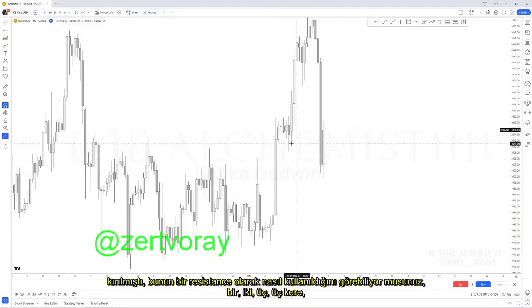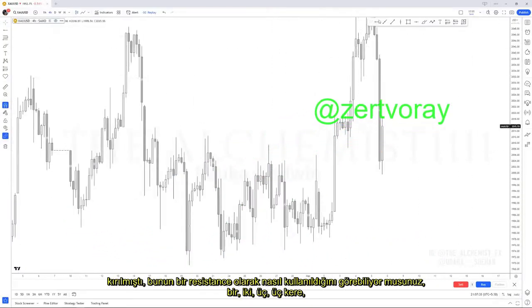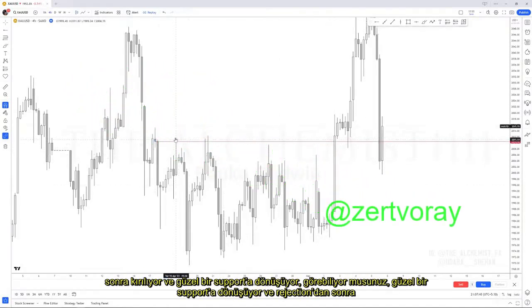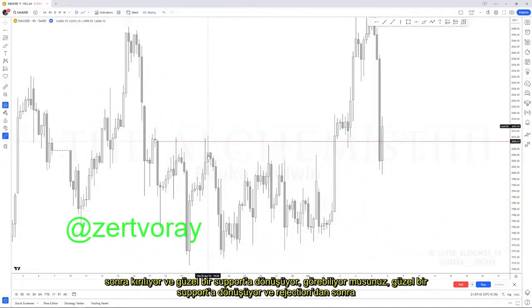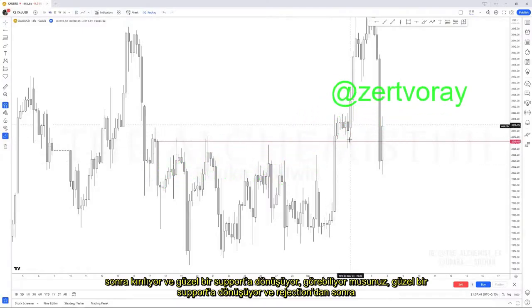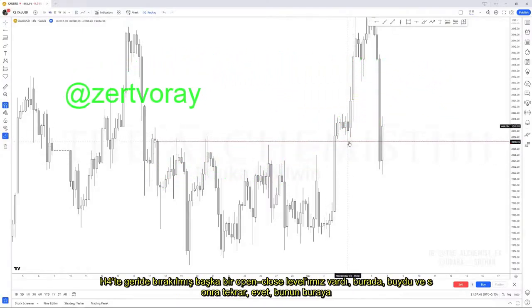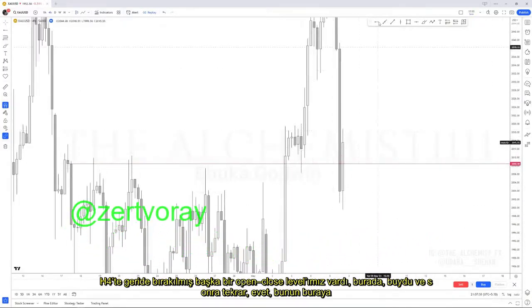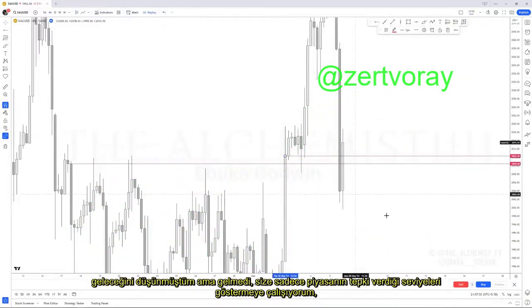Look at this. Why do we decide to buy here? Because of the same logic. Can you see this open close level which was broken? Can you see how it was used as a resistance? One, two, three, three times. It's broken, turns into a good support. Can you see that? It turns into a good support.